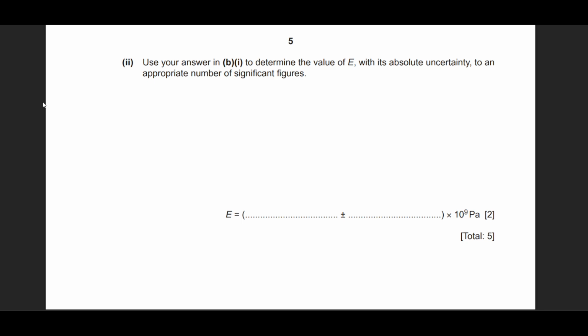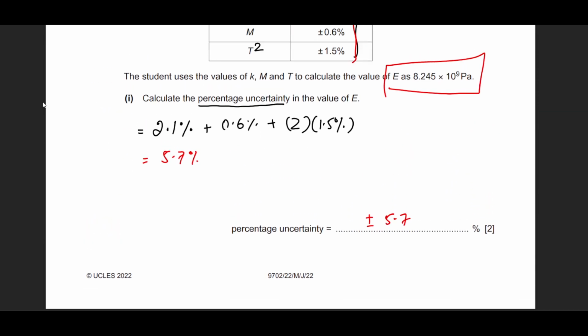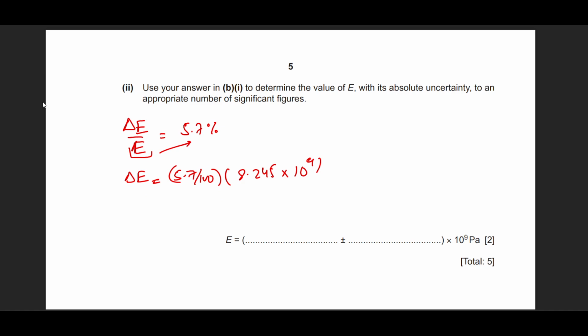So 8.45, where the function goes something like this, that delta E divided by E is equal to right now 5.7%. We have the value of E, so let's take it over there. So delta E, or the absolute error E, would have been equal to 5.7 divided by 100 multiplied by 8.245 multiplied by 10 raised to power, I think it's 9. Yes, that would be 9. Now, when you calculate this absolute error, you will find that this comes out as 0.469 into 10 raised to power 9.